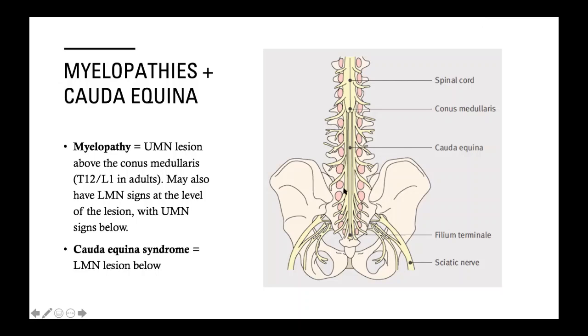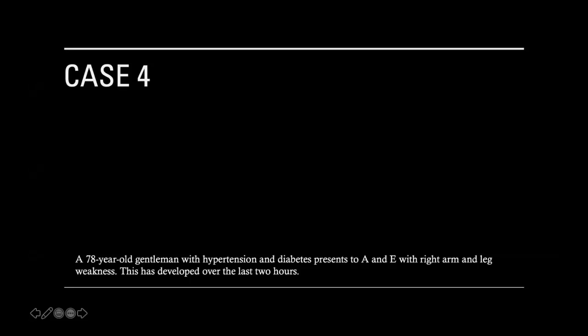And when you get impingement on the cauda equina, it's all lower motor neurons. Does that make sense? I'm sure we'll hear in the chat after, if not.